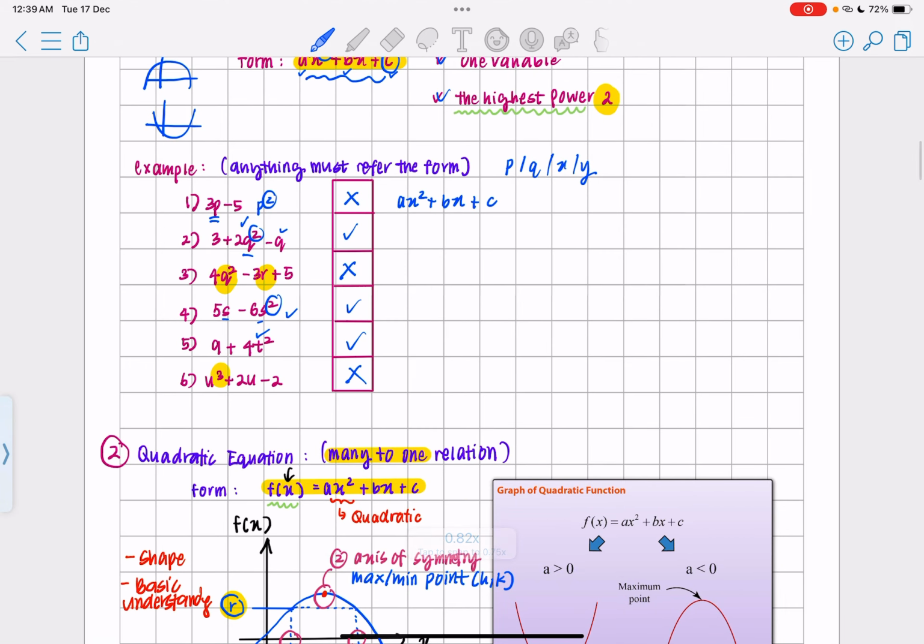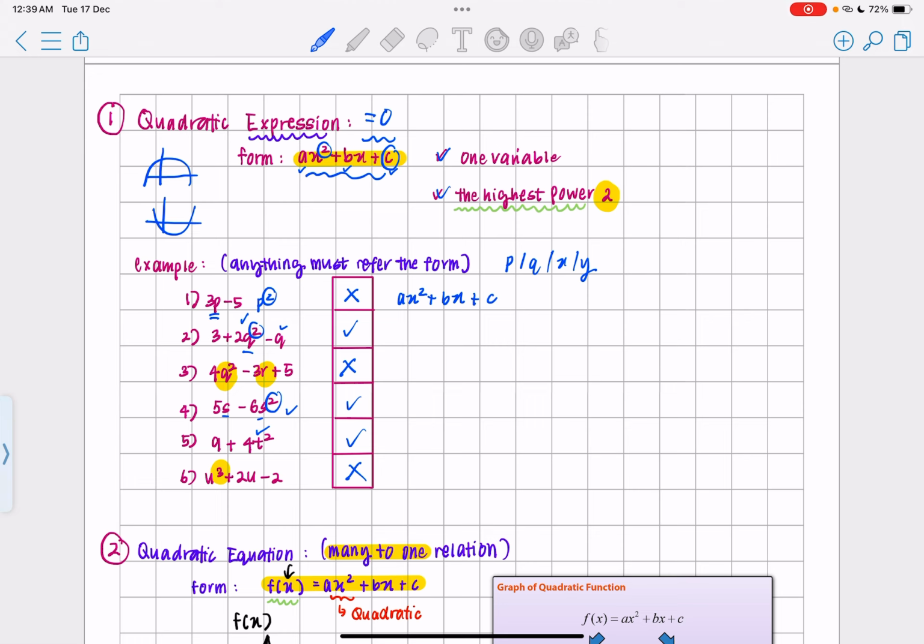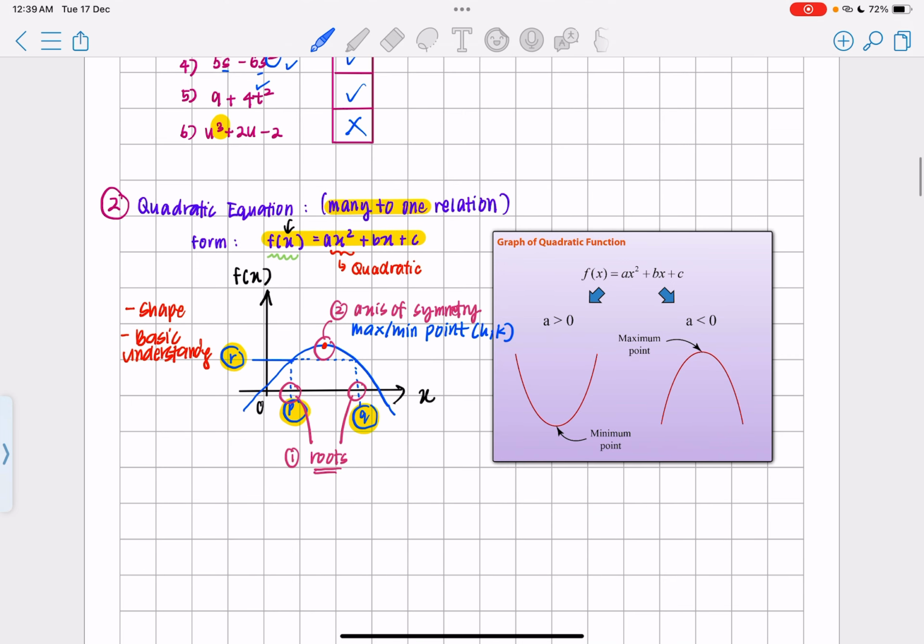So, I would like to recap. Kalau you nak find quadratic expression, just equal it to 0. And then, you kena ingat, it's basically one variable. And then, the highest power is 2. Okay. Just follow the expressions. Next, we're gonna move on to quadratic equations.